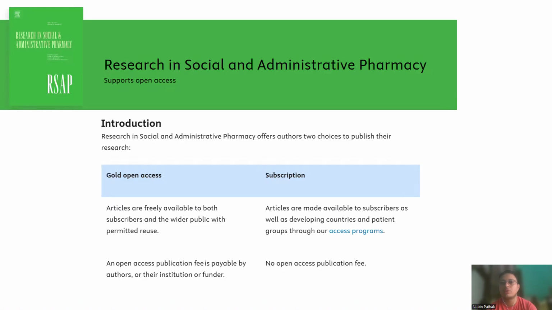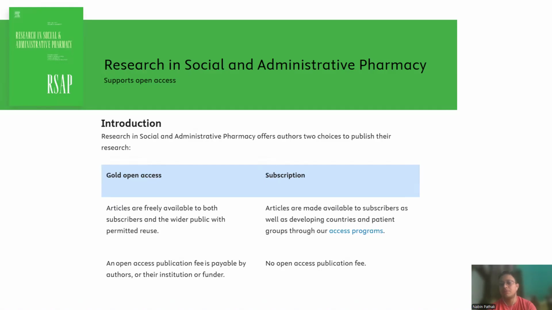Let us take an example of a journal. This is a first quartile journal indexed in the Scopus database, Research in Social and Administrative Pharmacy, published by Elsevier. Just below the title, you can see it is written that it supports open access, right? In the author section, you can also find that the journal offers two choices to publish your paper: gold open access and subscription. So this first quartile journal gives you two different options to publish your paper.